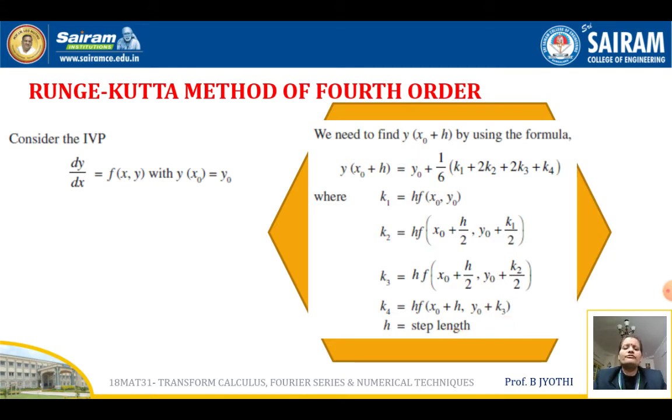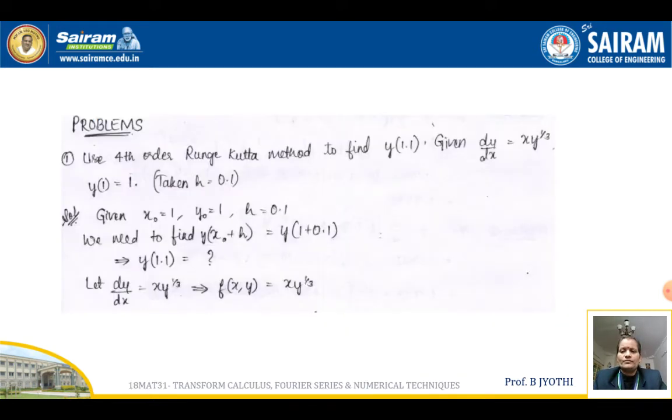So these are the four formulae which we have to remember, and these four formulae should be used in the final formula, that is y of x naught plus h, to compute the required value. Now let's go to the problems.